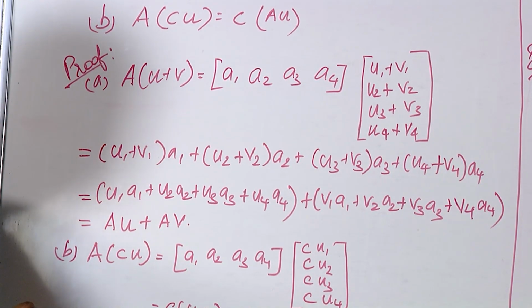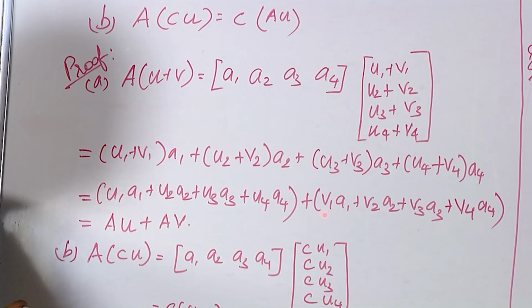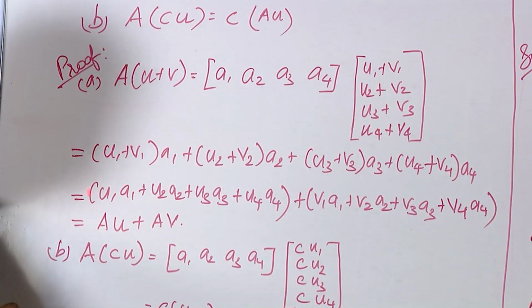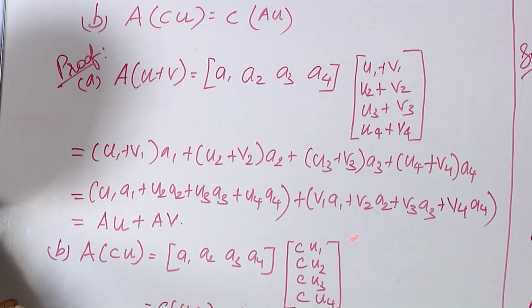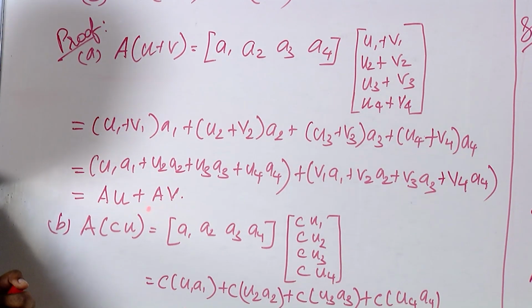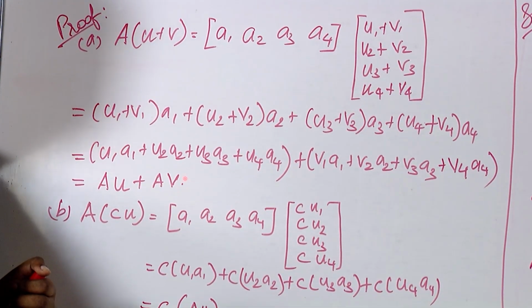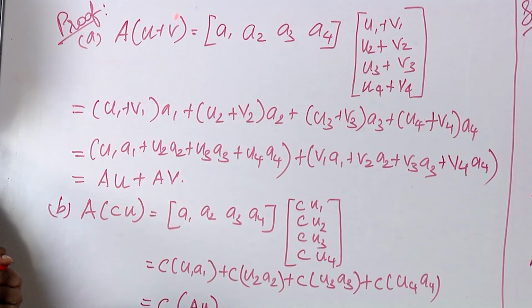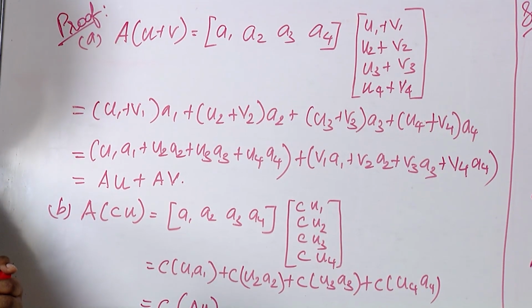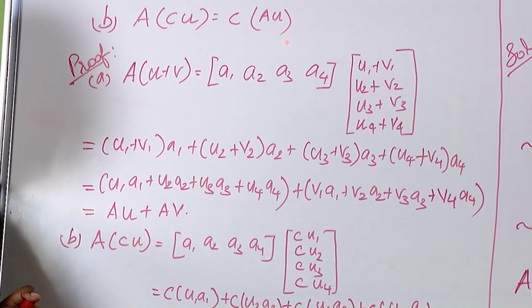You can write it in the form u1a1 + u2a2 + u3a3 + u4a4 + v1a1 + v2a2 + v3a3 + v4a4, and finally when you look at it, you can simply write this as A multiplied by the column vector u, plus A multiplied by the vector v. So, at last we are able to prove A(u + v) is equal to Au + Av, and the next one is A(cu) = c(Au).